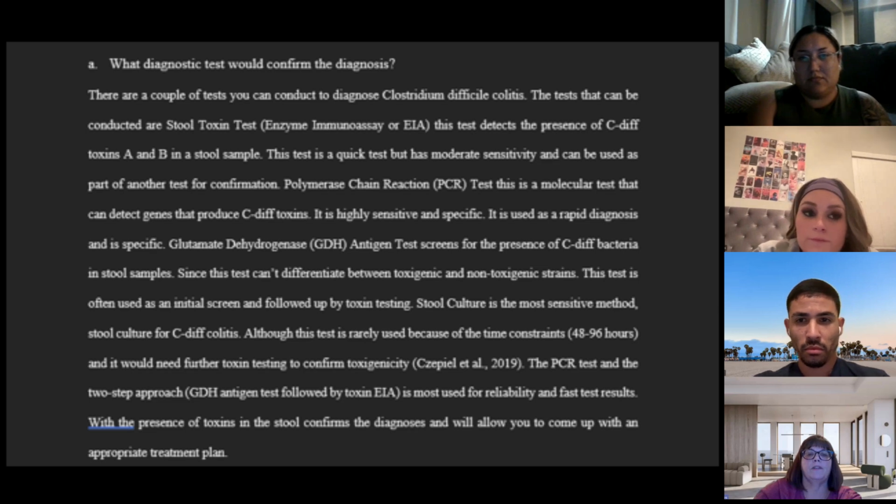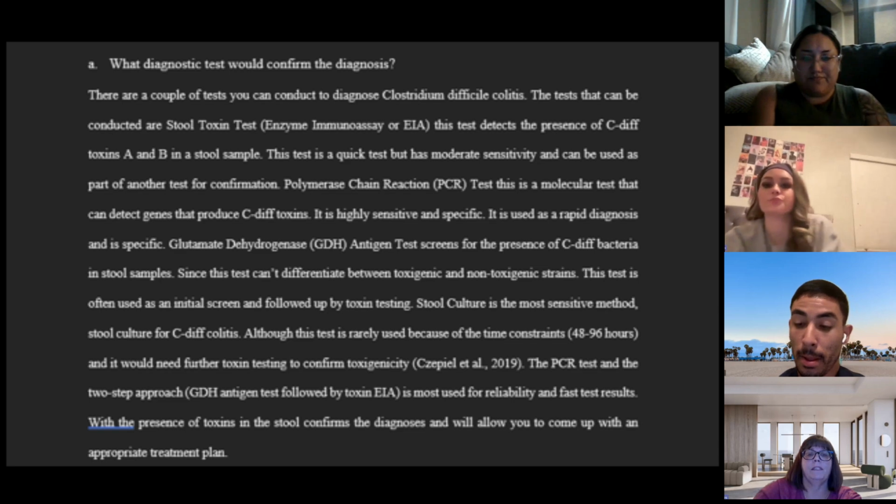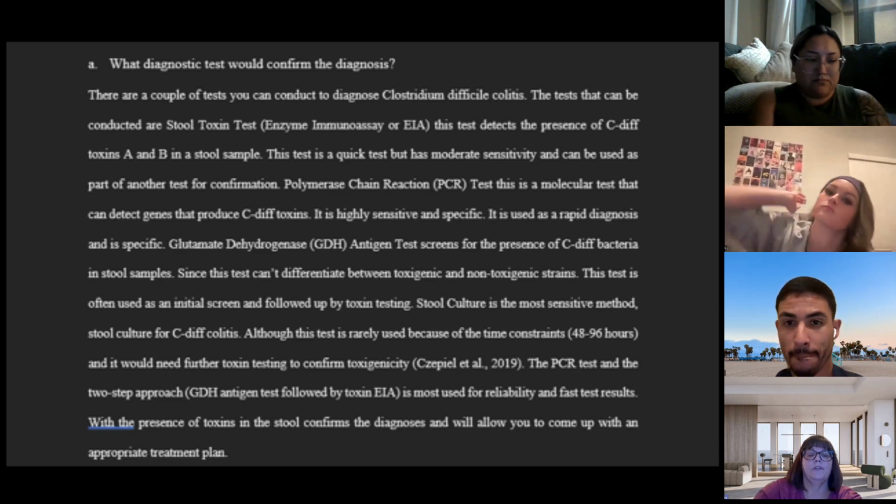Glutamate dehydrogenase, or GDH, antigen test screens for the presence of C. diff bacteria in stool samples. Since this test can't differentiate between toxigenic and non-toxigenic strains, this test is often used as an initial screen followed by toxin testing.